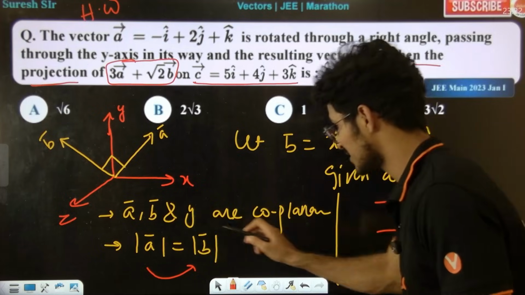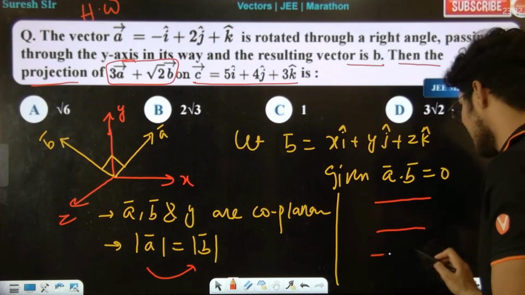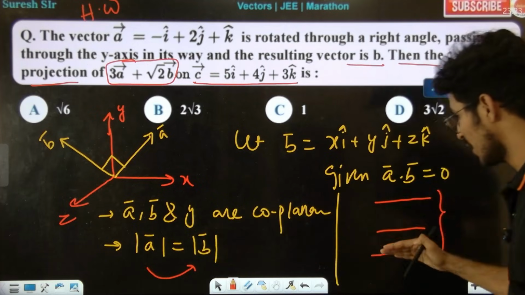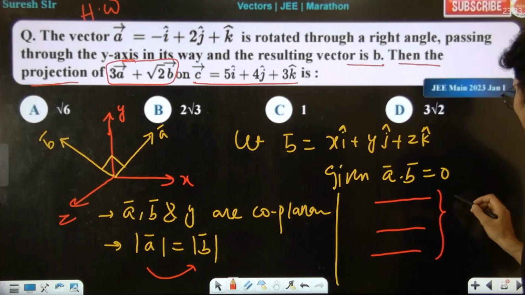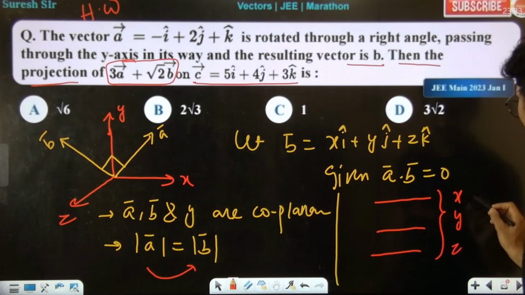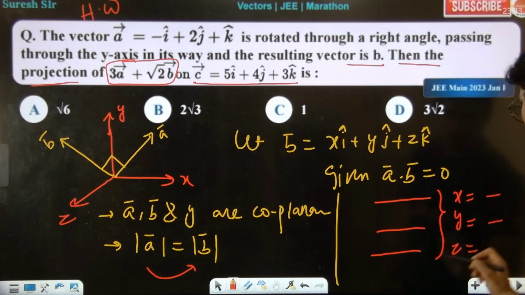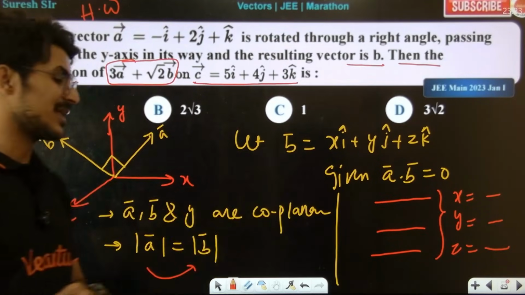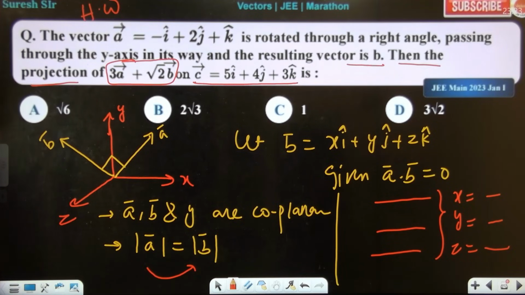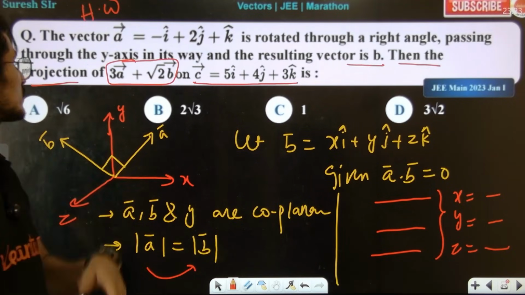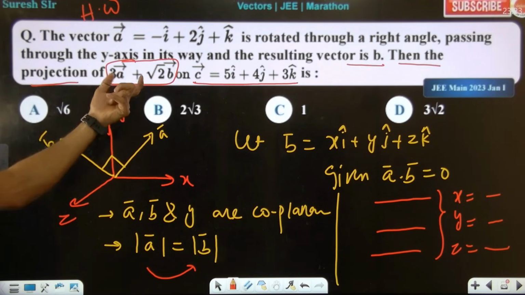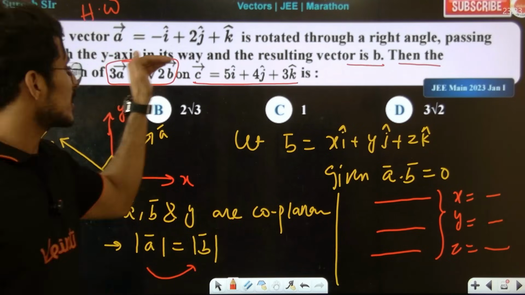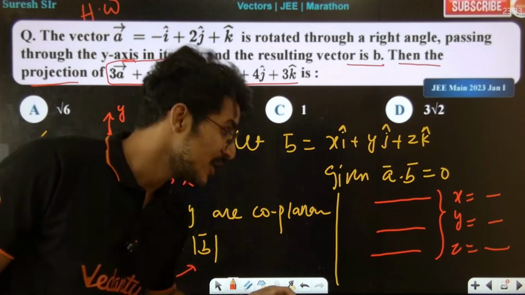And they are coplanar. Check. A, B and Y are coplanar basically. So from this you will get one equation, from this one equation, from this one equation. Solving these three equations, you will get X, Y, Z values. If I get X, Y, Z values, I will be getting B vector. If I get B vector, that's it. So we will be getting the projection very easily, the projection of this vector on this vector. Yes or no, people? You understand?